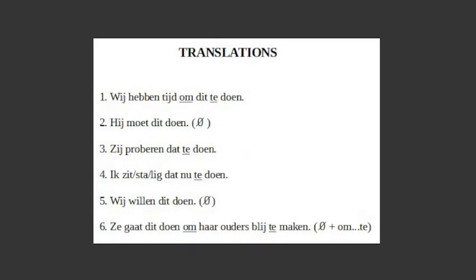Here are the answers. The translations are read as follows. Wij hebben tijd om dit te doen. Hij moet dit doen. Zij proberen dat te doen. Ik zit, sta, lig dat nu te doen. Wij willen dit doen. Ze gaat dit doen om haar ouders blij te maken.